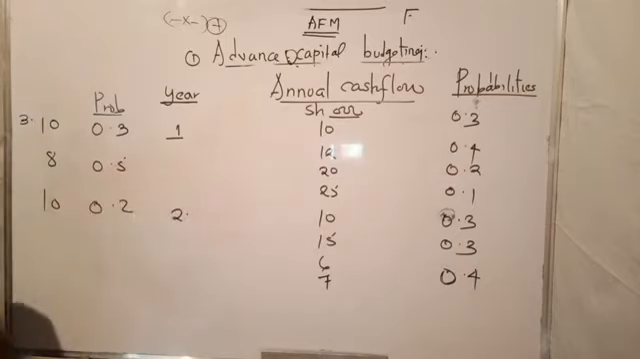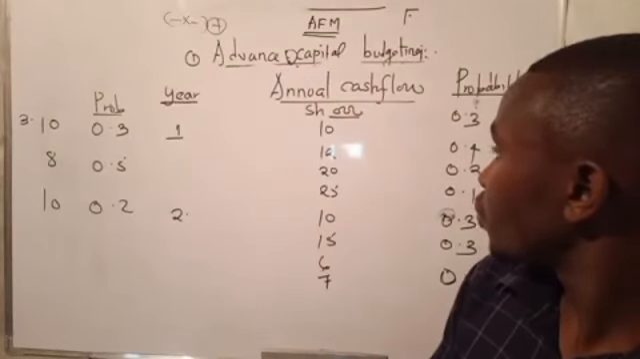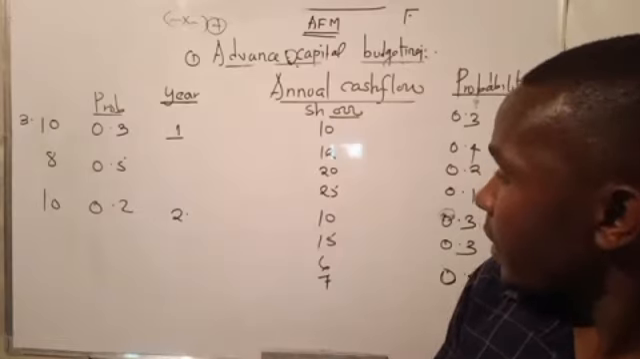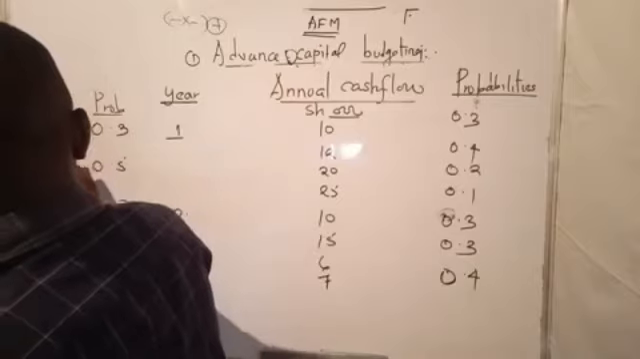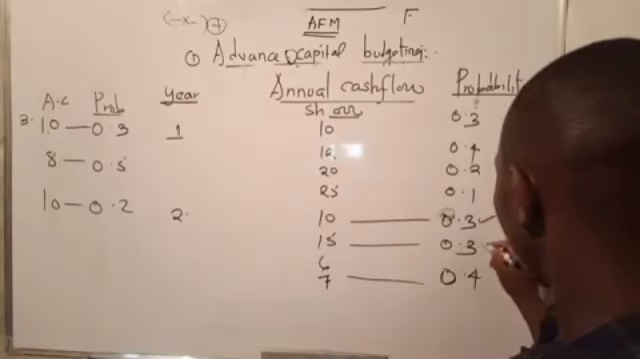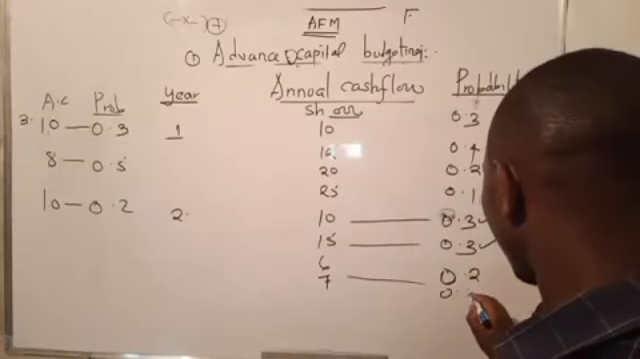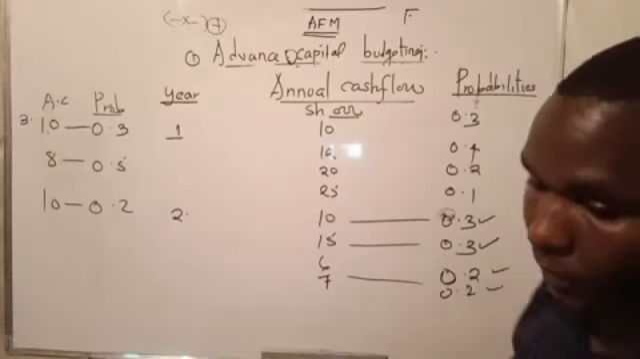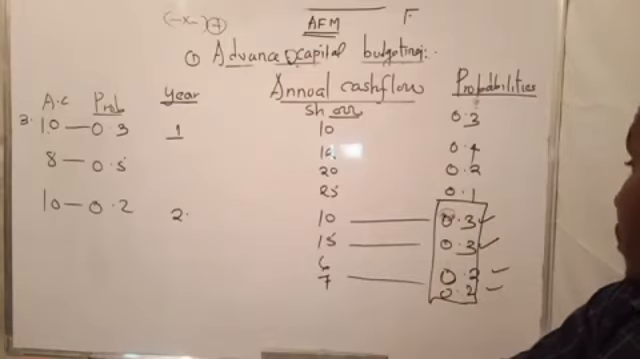So make sure you separate. You need to get the random range for each year, year three included. The probabilities pair with the annual cash flows. We can put 0.2, because the probabilities should add up to one.